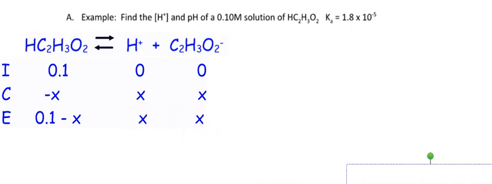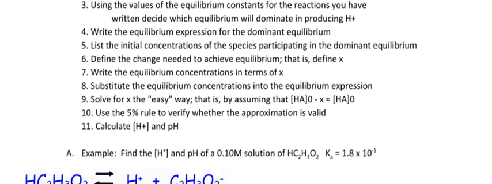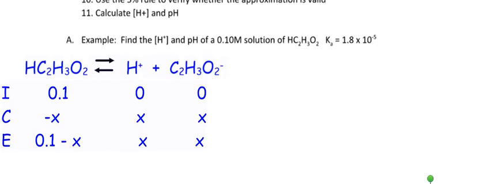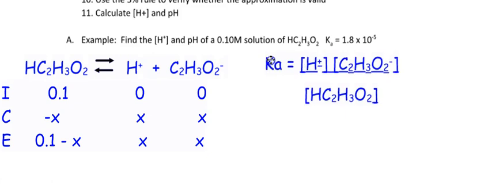So now I believe we have done write the equilibrium expression, list the initial concentrations, and we defined X. Now I'll write the equilibrium concentrations in terms of X. We've done all that. So now we're going to go into the equilibrium expression. My equilibrium expression is products over reactants. So Ka is equal to X squared over 0.1 minus X.